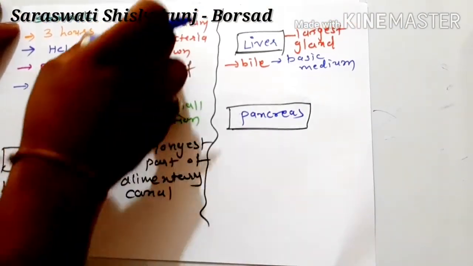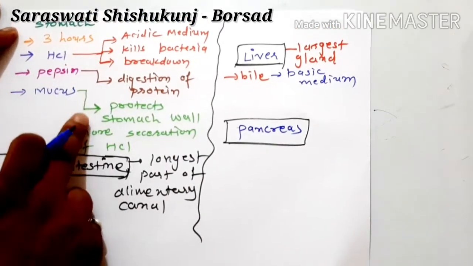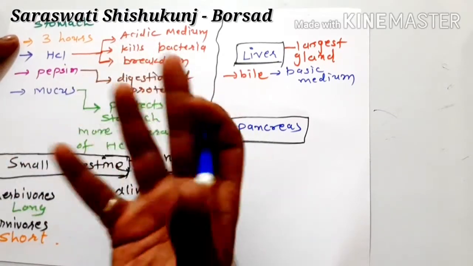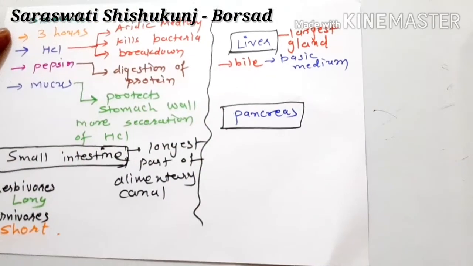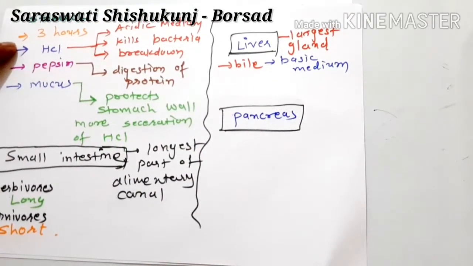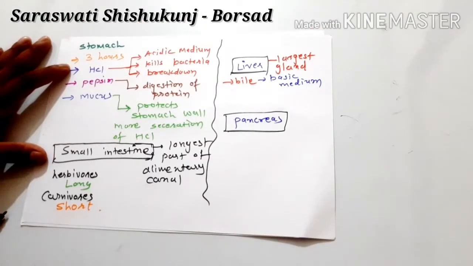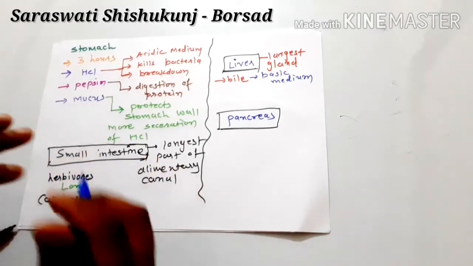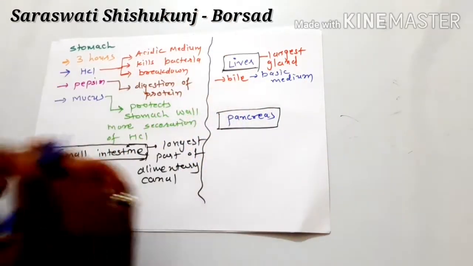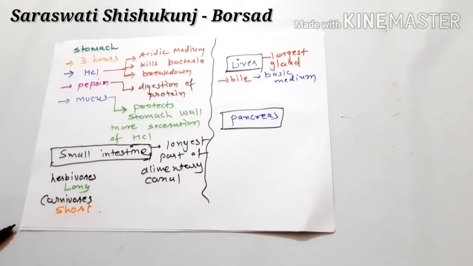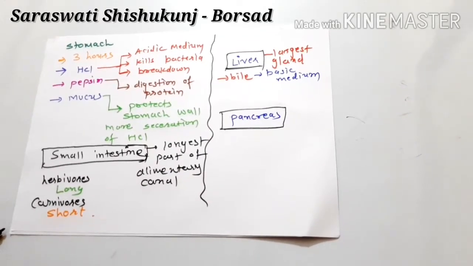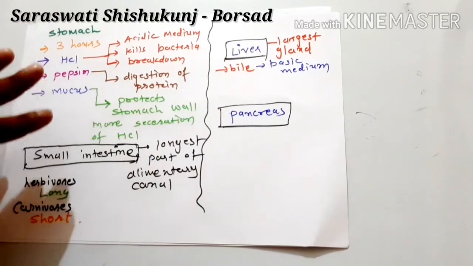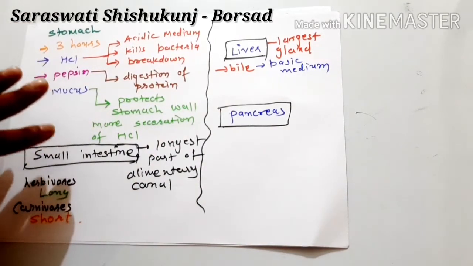In the stomach there is more secretion of HCl. So if the food is more acidic, when it comes into the small intestine, this bile juice is used to neutralize our food. Bile juice is alkaline in nature, it is basic in nature, so it provides a basic medium to our food.